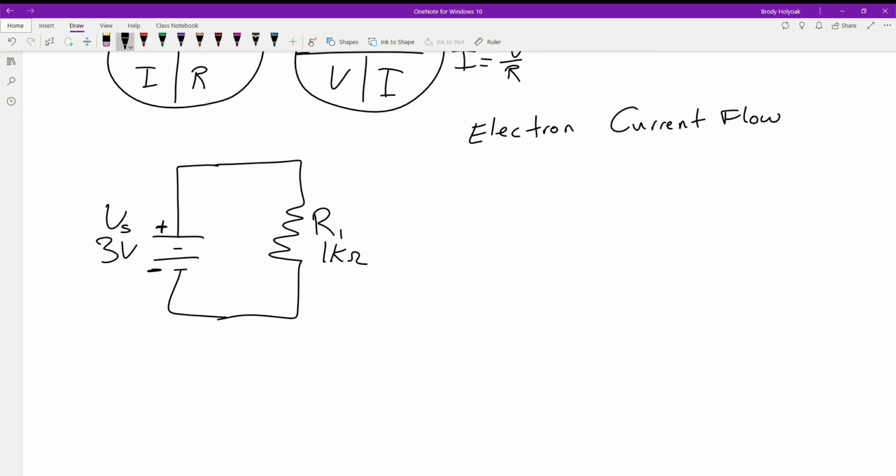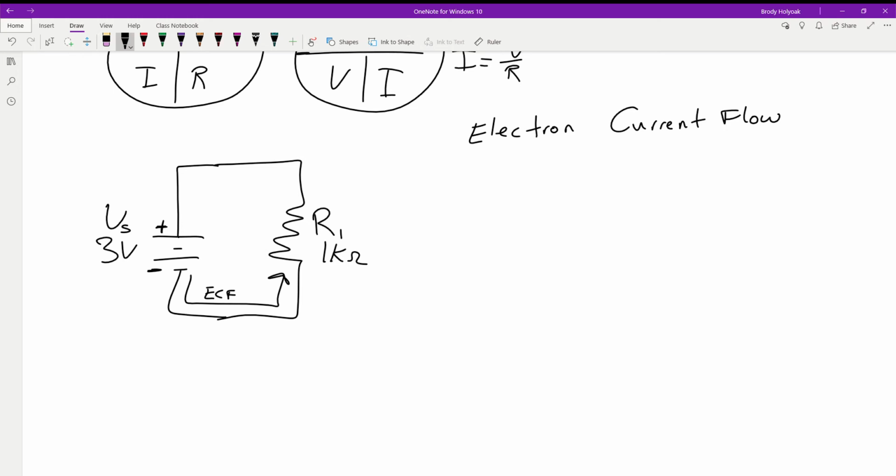basically states we're going to follow the path of current based on how the electrons are moving. The electrons are negatively charged, so they're going to be trying to get to the positive pole. They're going to travel in this direction. That's electron current flow. We go from the negative pole to the positive pole. That's basically saying we're just following the path the electrons are going to take.